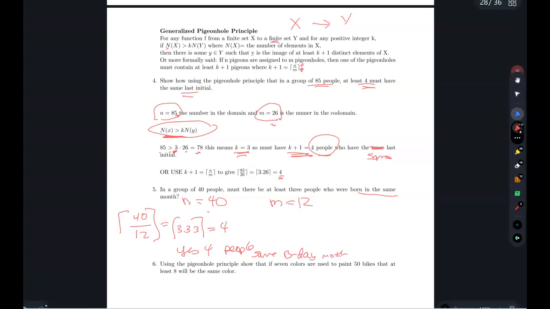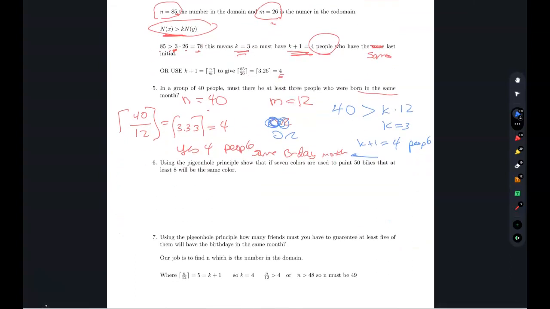Okay, so let's do it the other way. I could say the number 40 has to be bigger than k times the 12. And so I can see that k's got to be 3, right? So that keeps 36 less than 40. And so k plus 1, or 4 people, have the same birthday month. So you get the same answer just in different ways.